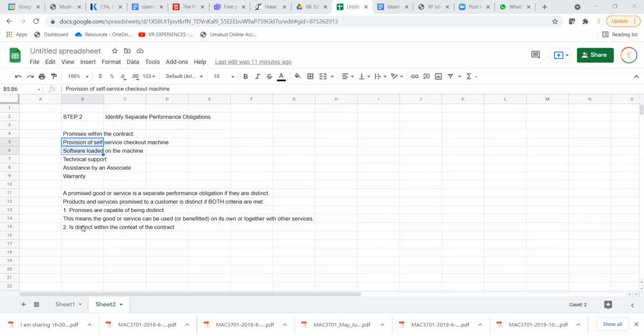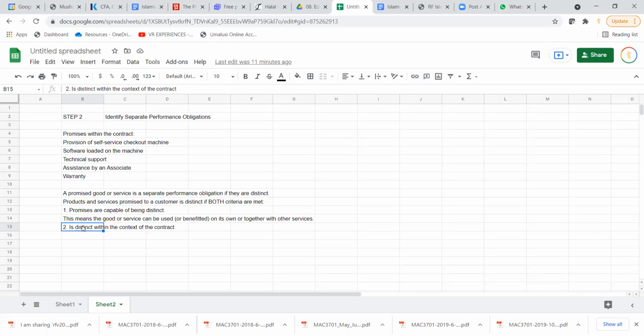So remember, in order for a good or service to be a separate performance obligation, the good or service must be distinct. In order for it to be distinct, it must meet both criteria. Criteria number one, it is capable of being distinct. Criteria number two, it is distinct within the context of the contract.